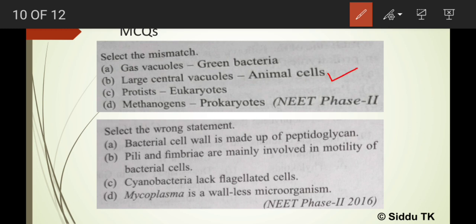Next question, select the wrong statement. Bacterial cell wall is made up of peptidoglycan. Pili and fimbriae are mainly involved in motility of bacterial cells. Cyanobacteria lack flagellated cells. Mycoplasma is a wall-less microorganism. The first statement is correct and the fourth statement is also correct. But the second statement, that is pili and fimbriae are mainly involved in motility of bacterial cells, is wrong because pili and fimbriae help in attachment.